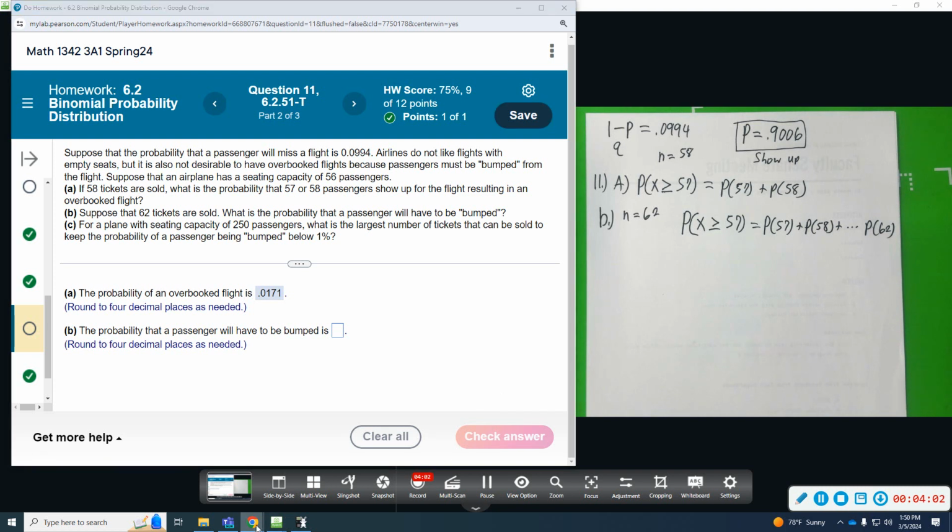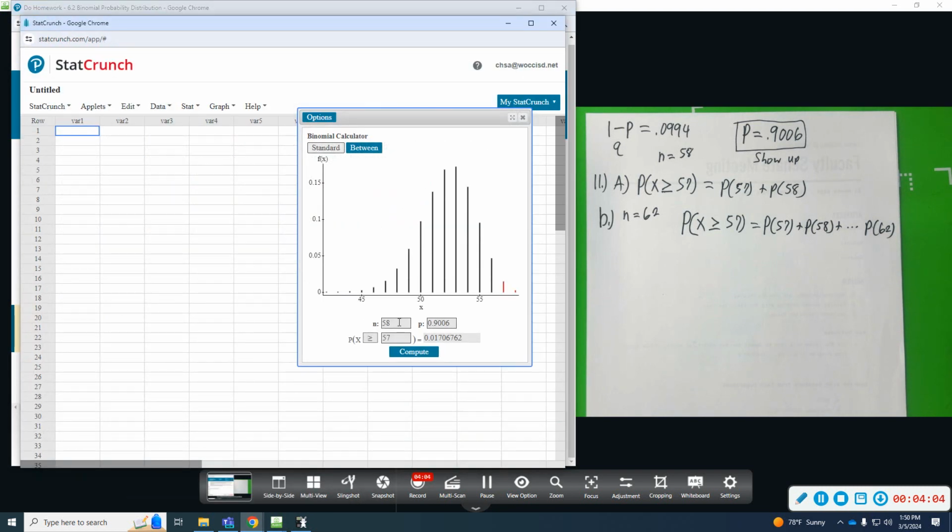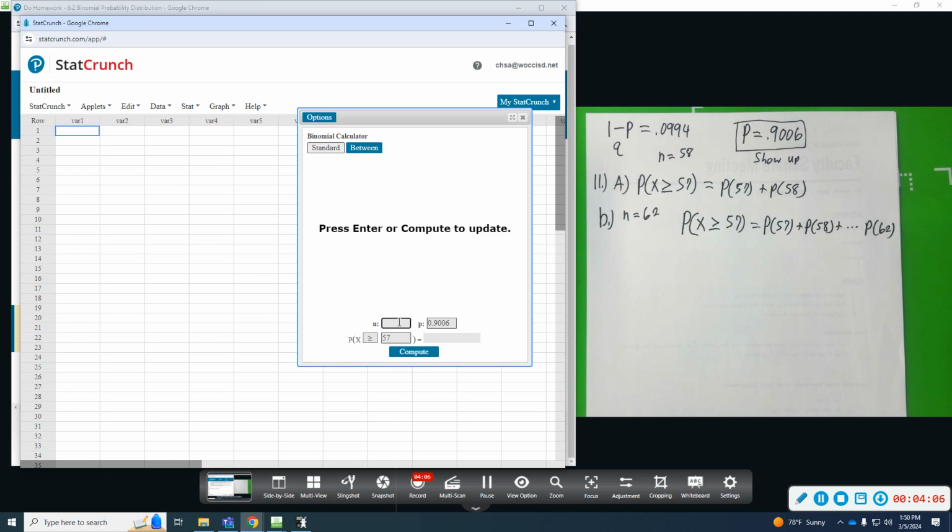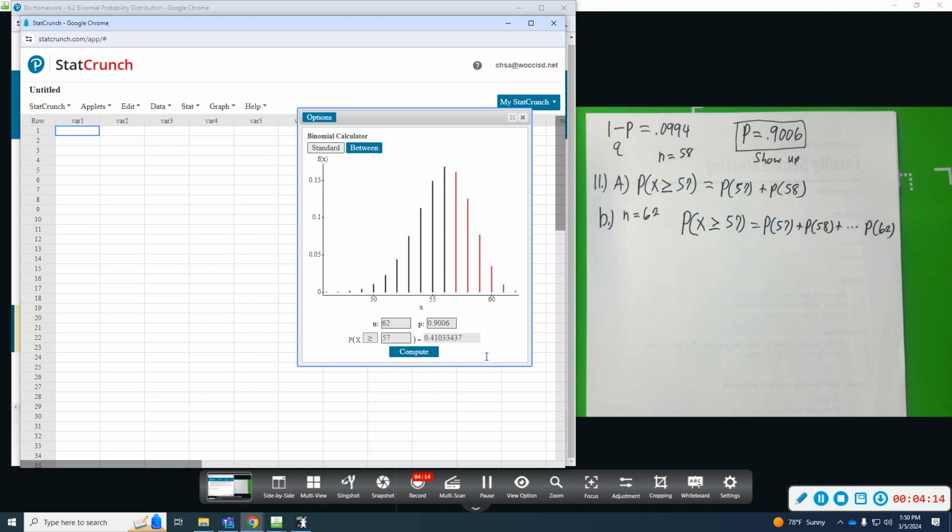So if we pull up our StatCrunch, we're going to just change this to 62. So my maximum number of tickets has changed. We still have the same probability, and then we're still computing a passenger having to be bumped. That's going to give us 0.4103. So it's very likely, almost 40%, 41%.